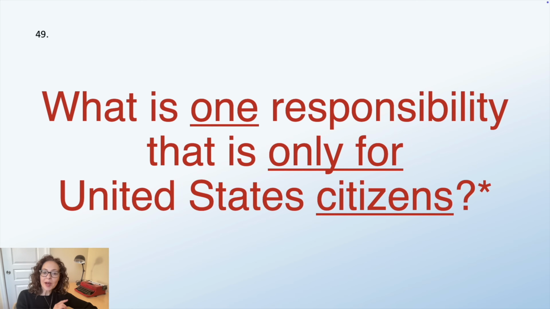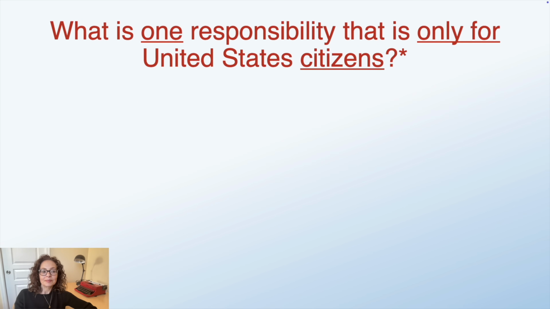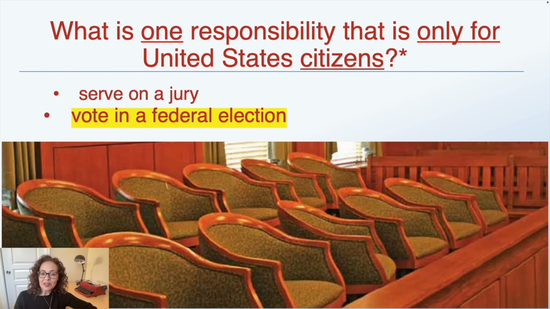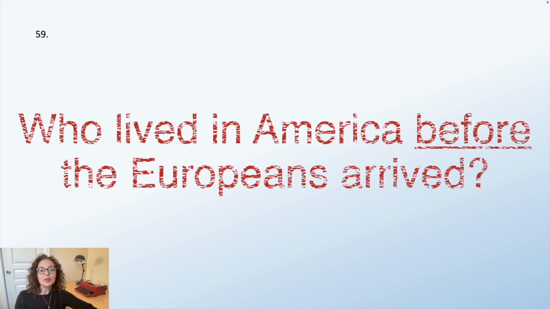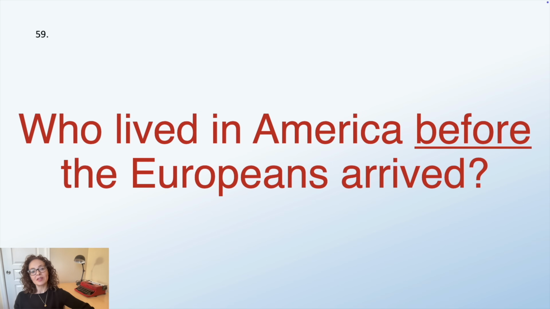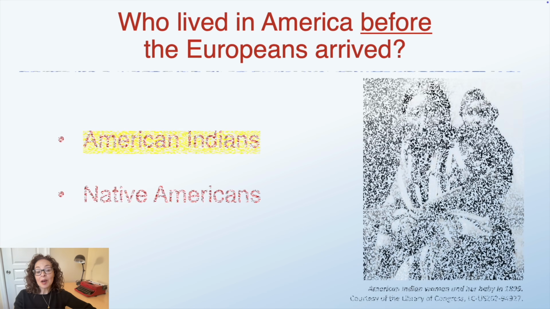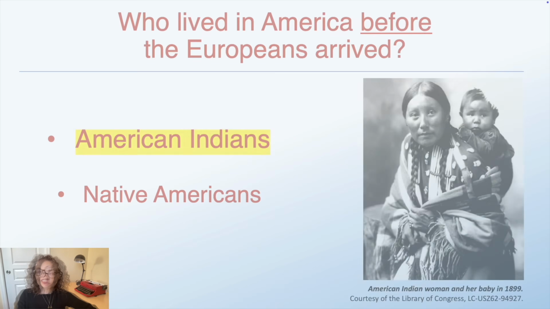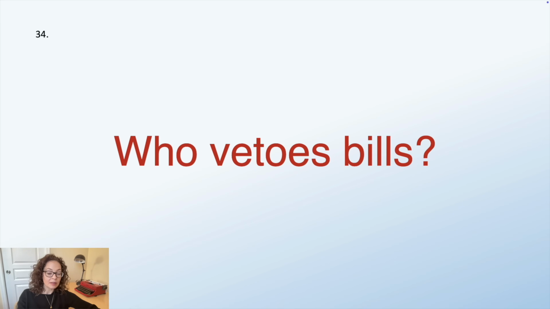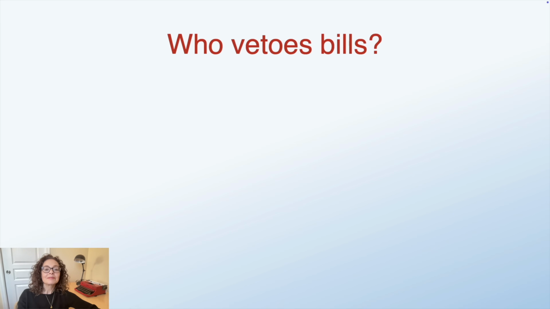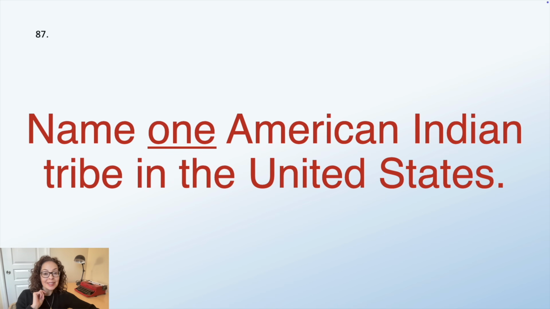What is one responsibility that is only for United States citizens? To vote in a federal election. Who lived in America before the Europeans arrived? American Indians. Who vetoes bills? The president. Name one American Indian tribe in the United States.